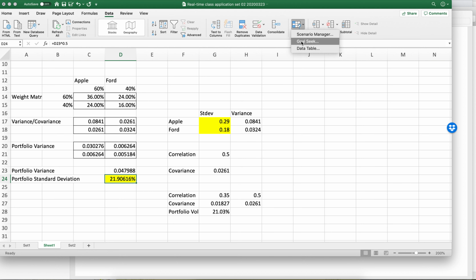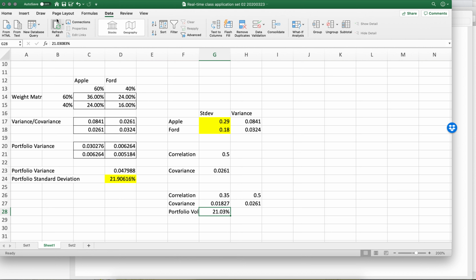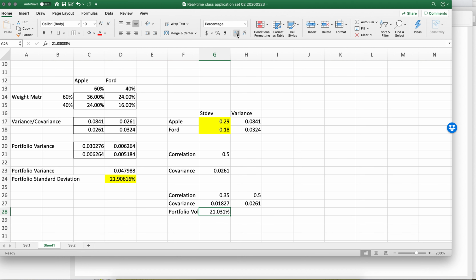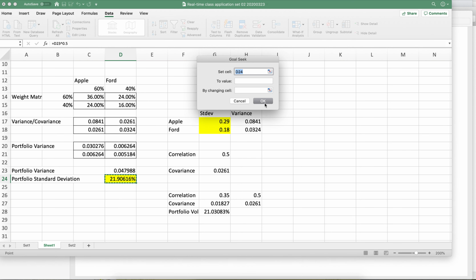Data, goal seek. I should have set this to more decimal places. Hold on. There we go. Okay. Data, goal seek, 0.210383 by changing that cell.